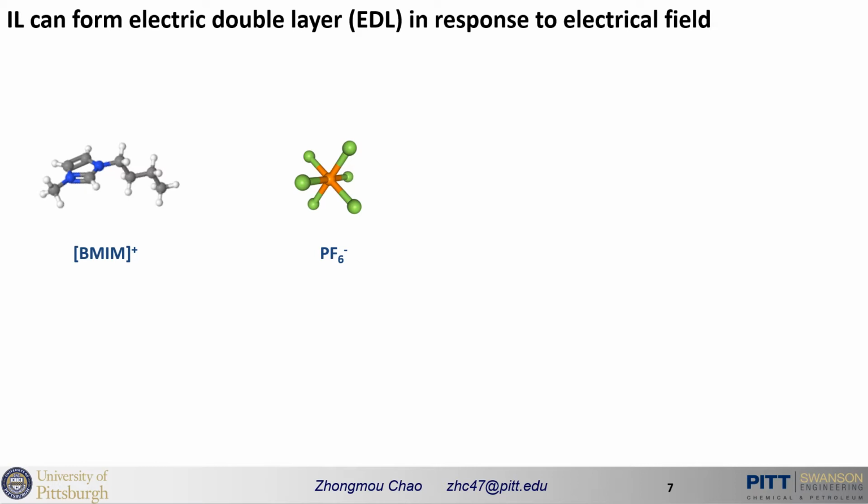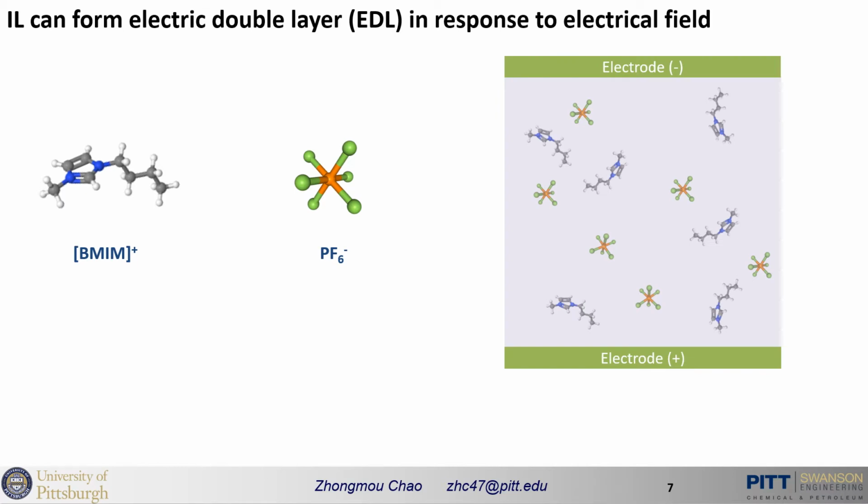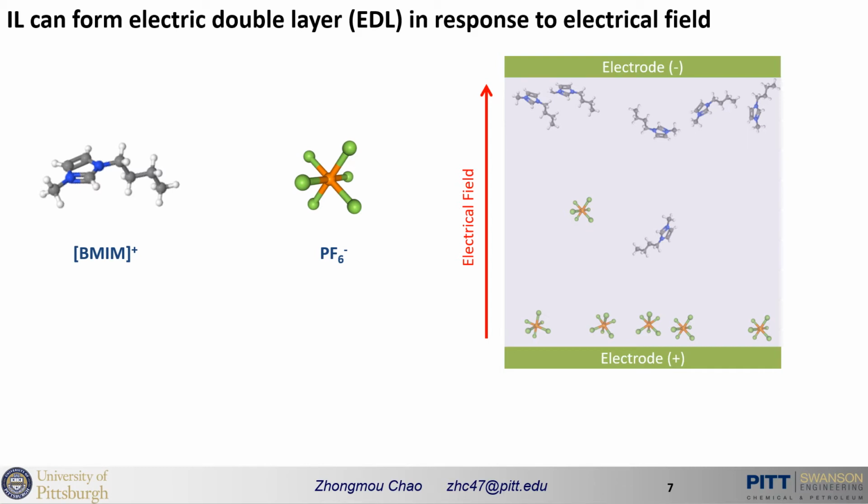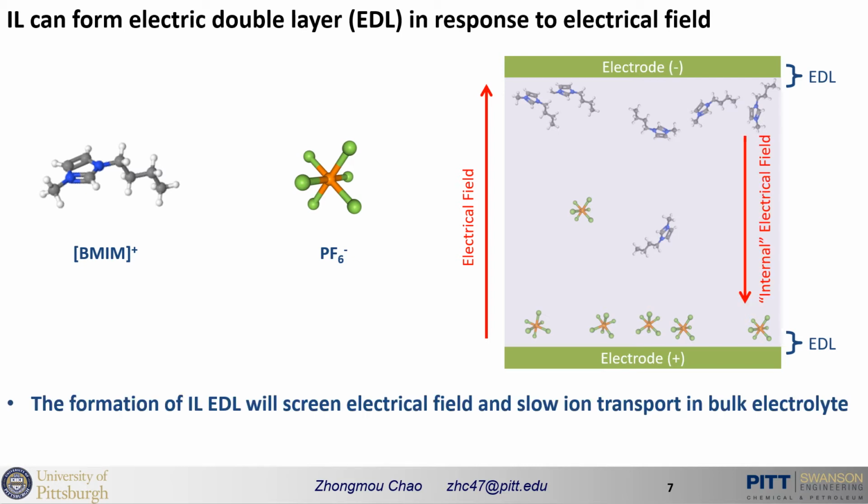We know ionic liquid consists of charged ions when they are present in the electrolyte. Using this parallel plate structure as an example, after applying an electric field pointing up, in response to the electric field, ions with different charges will separate and migrate towards different electrodes. Once they aggregate near the interface with both electrodes, they form two electric double layers. Now, because the charged ions are separated, they can induce a virtual internal electric field pointing down, contradicting the external electric field. This means once the EDL forms, it will screen the field and slow ion transport in the bulk electrolyte.